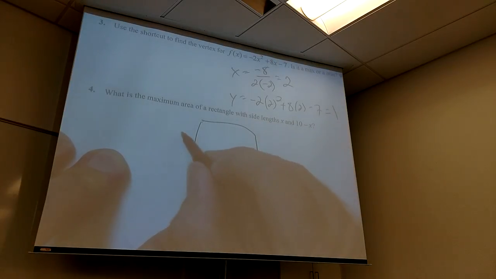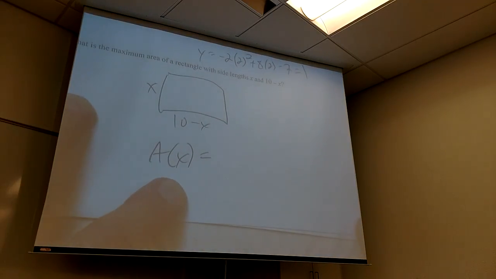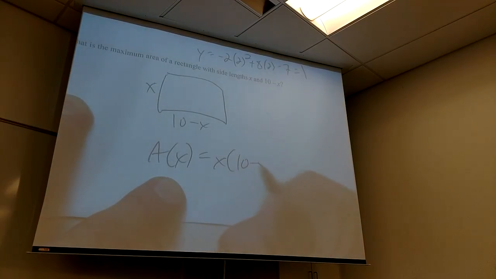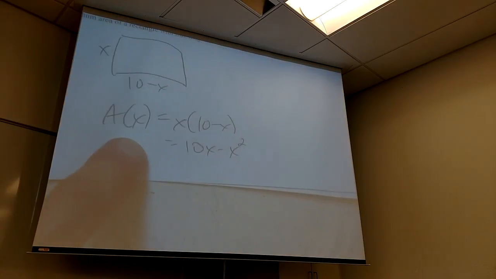Got a rectangle, one side is x, the other side is 10 minus x. What is the area of that rectangle going to be? What's the area of any rectangle? Length times width. So it'll be x times 10 minus x, which is 10x minus x squared.